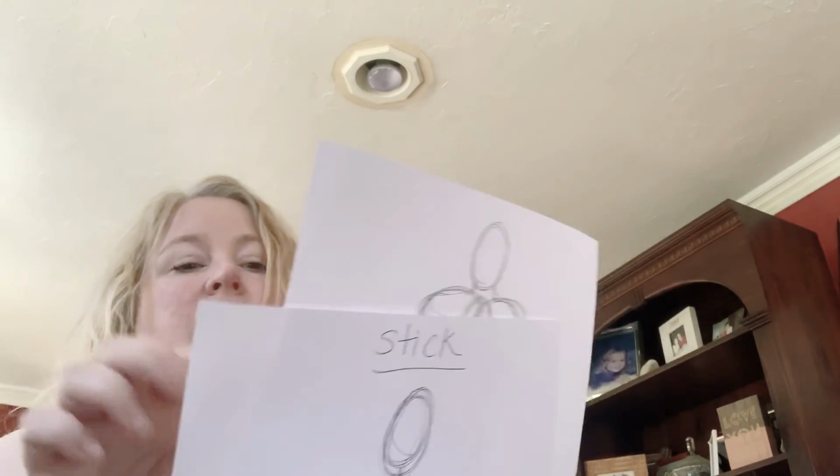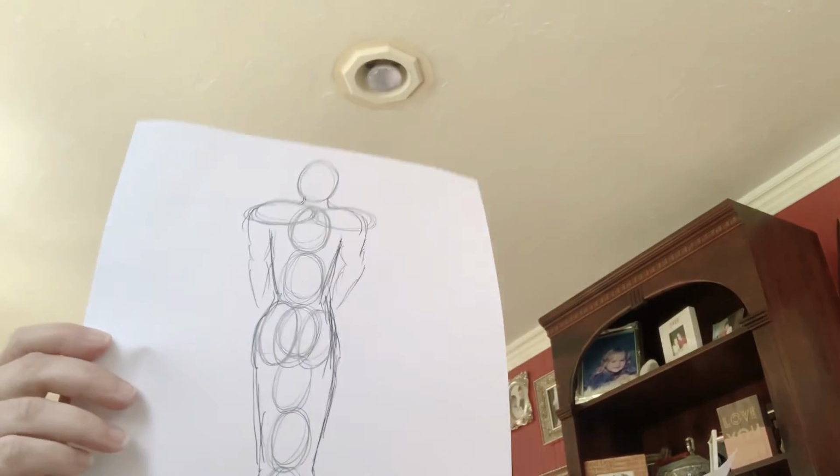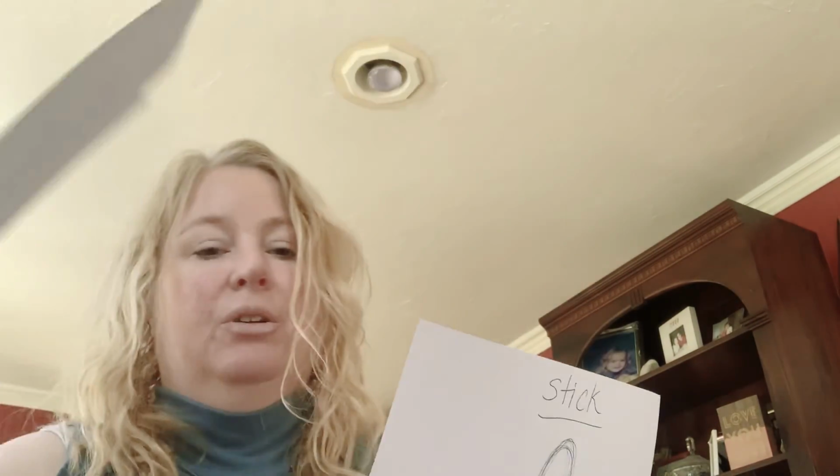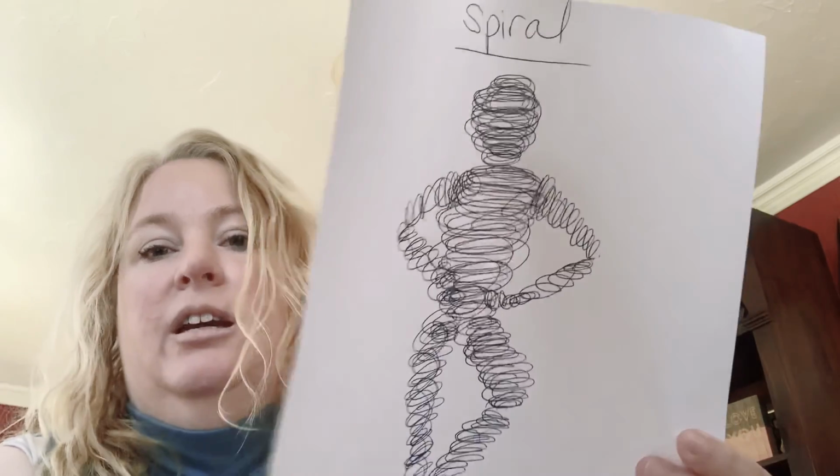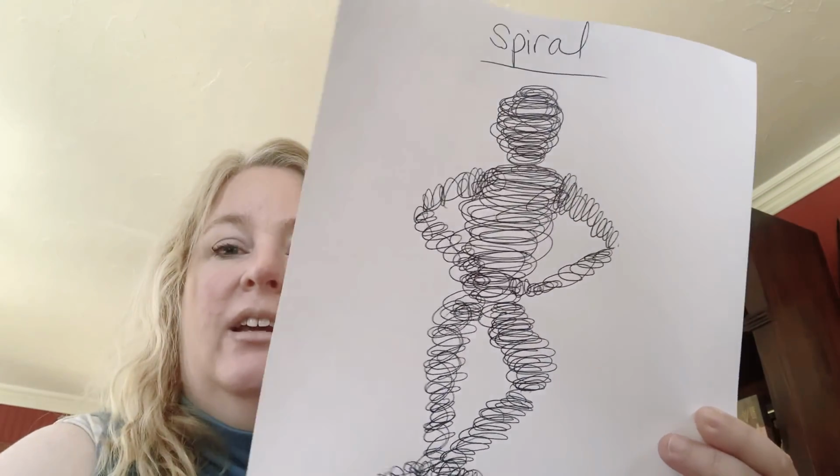So what I want you to do this week is send or email me 4 pictures. You're going to email me a picture of your 8 heads tall person, your stick person, your sausage person, and your spiral person. And then I will credit you on PowerSchool for that.